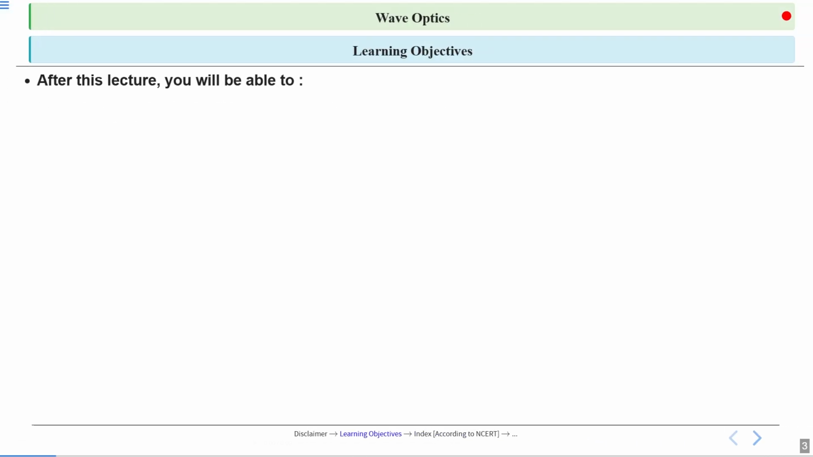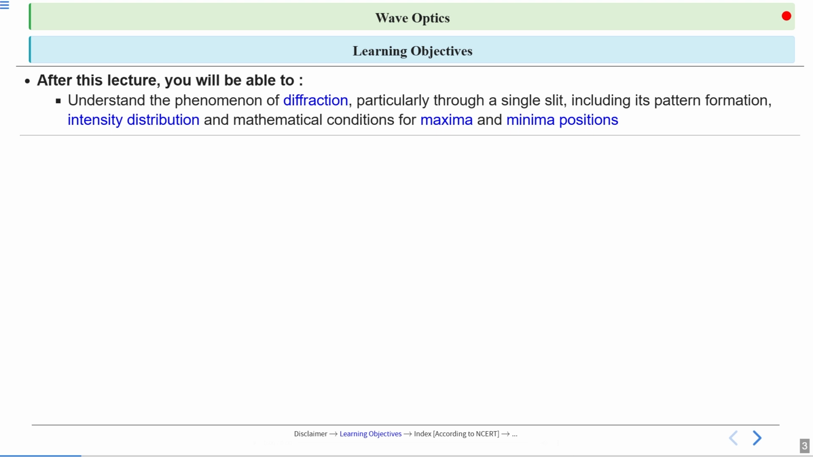So in today's lecture we are going to explore the fascinating topic of wave optics, specifically focusing on diffraction. By the end of this session, you will have a strong understanding of what diffraction is and how it occurs. We will start by looking at diffraction through a single slit, which is a classic example in wave optics. You will be able to understand how the diffraction pattern forms and what the intensity distribution looks like. Pay attention to the mathematical conditions that determine where the maxima and minima positions occur in these patterns.